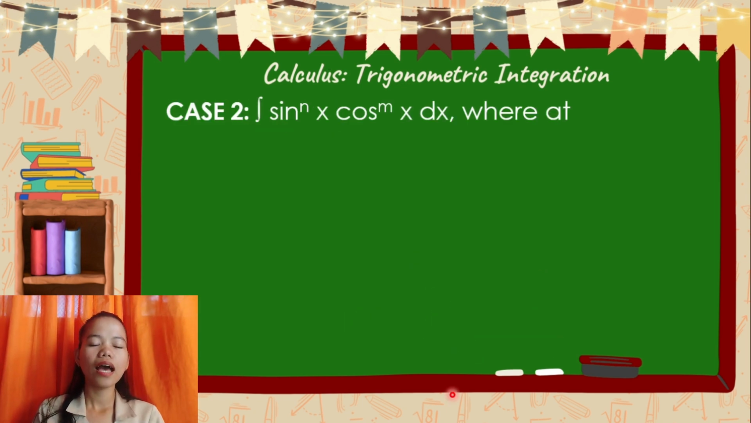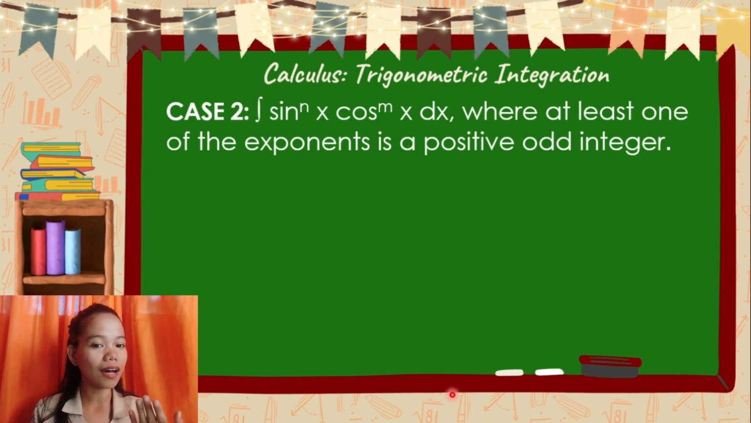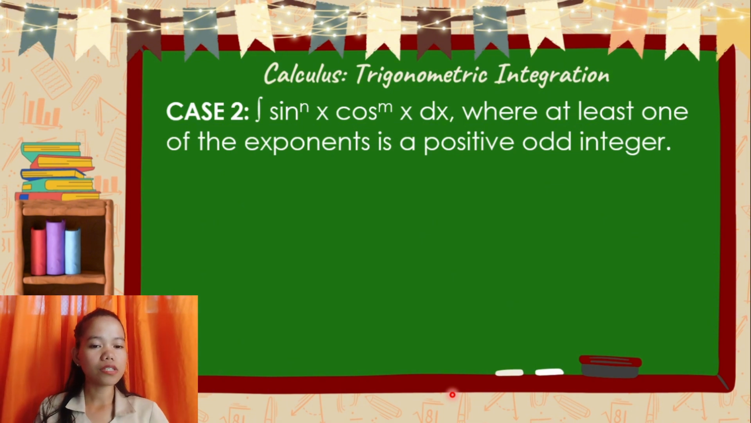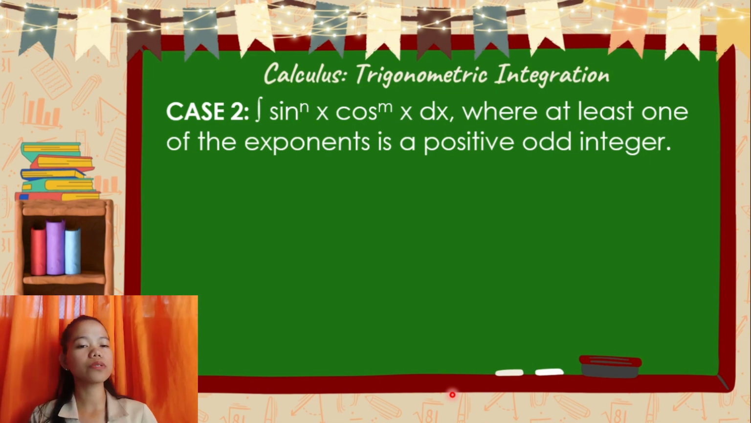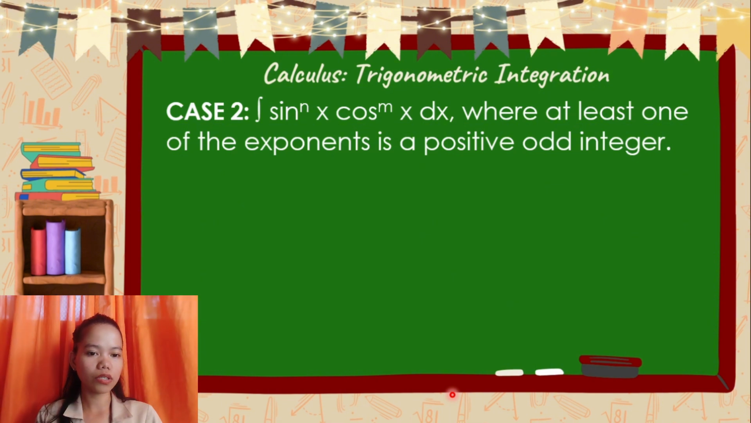So for this case, we have the integral where the exponent of our function is raised to a positive integer, and the trigonometric functions are sine of x and cosine of x. So we have here case number 2, in which the integral of sine raised to the power of n of x multiplied by cosine raised to the power of m of x dx, where at least one of its exponents, m or n, is a positive odd integer.